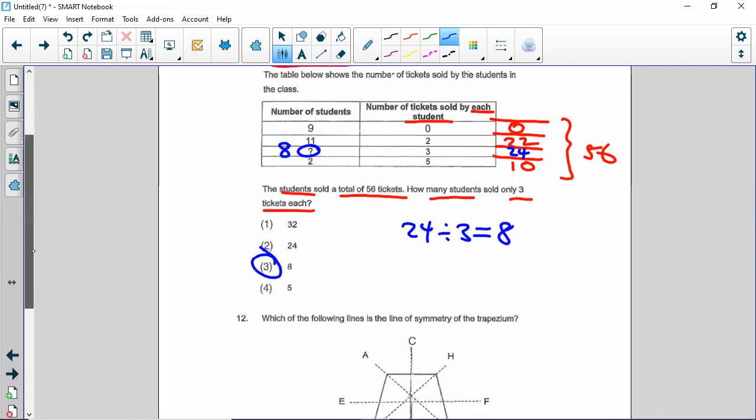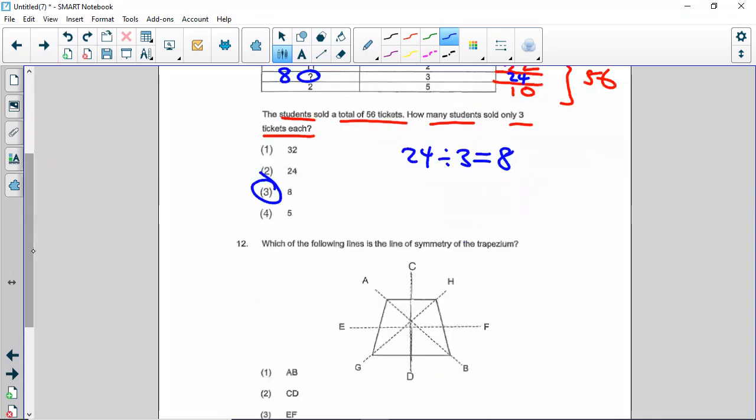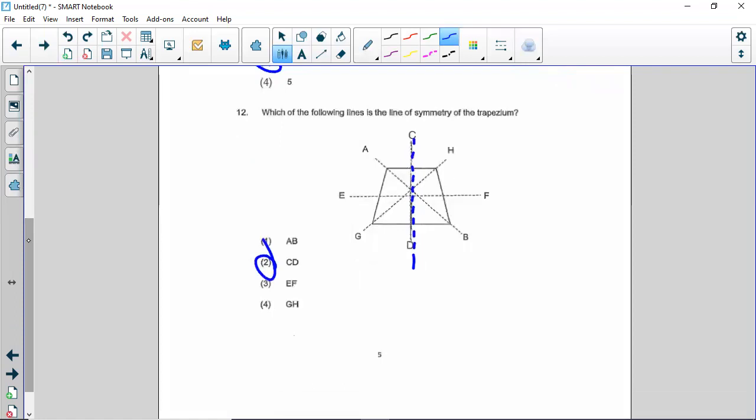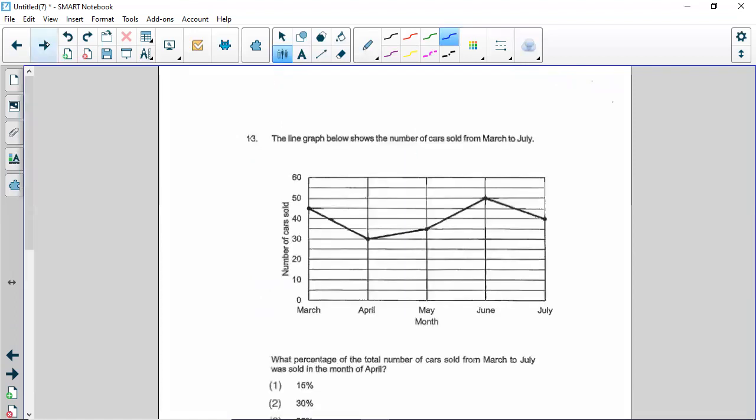Which of the following lines is the line of symmetry? Okay, this one is quite easy, I think the student did it for you already, right? Okay, the line is here. CD, it's very obvious. Mirror image. So left and right is the same. Left and right look the same. Okay, question 13. And this question, by the way, is supposed to be 1 mark. It can be 1 mark because it's too easy to get 2 marks. Okay, let's go to question 13.